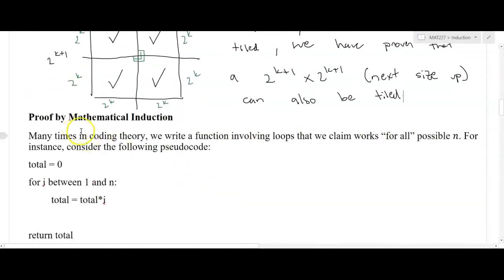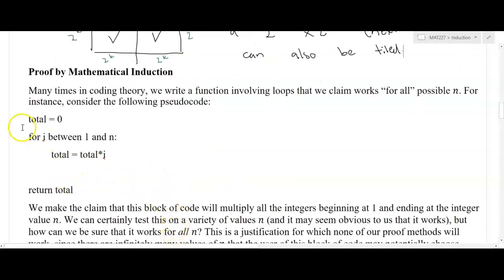and why we even need to think about this logic. So many times in coding theory, we write a function involving loops that we claim works for all possible n. For instance, consider the following pseudocode. Nothing interesting happens here really, except we assign 0 to a variable called total, and then we have an index that goes from 1 all the way up to some value n. And every time this iterates, all that's going to happen is the total is going to get multiplied by the current value of i.